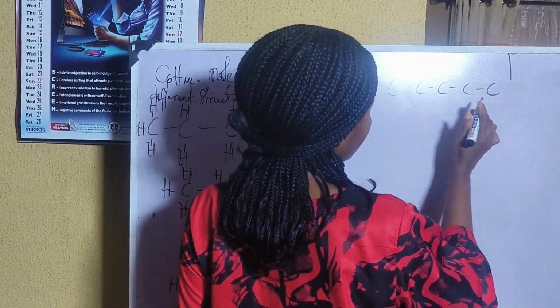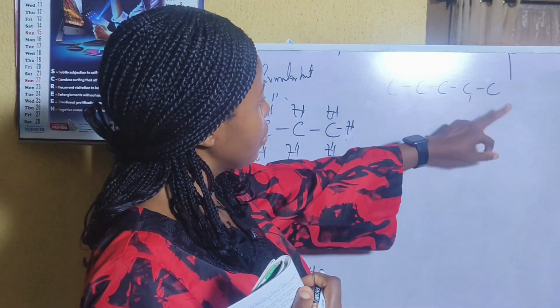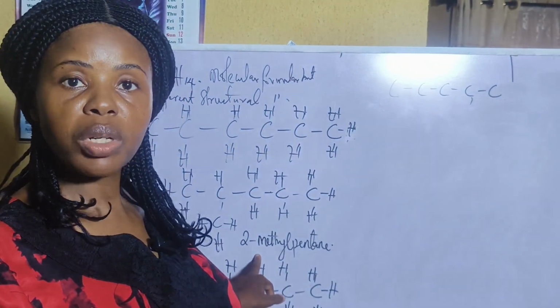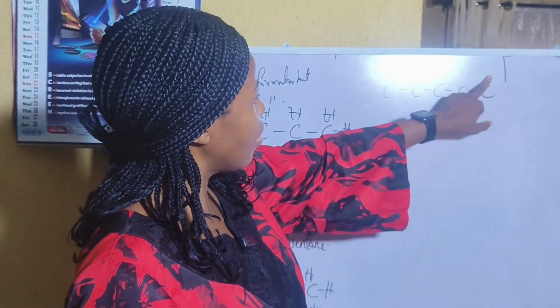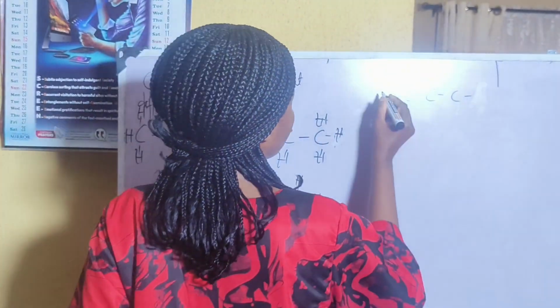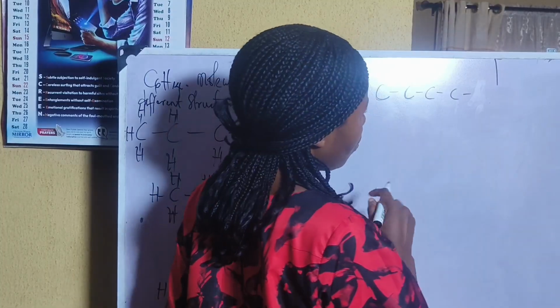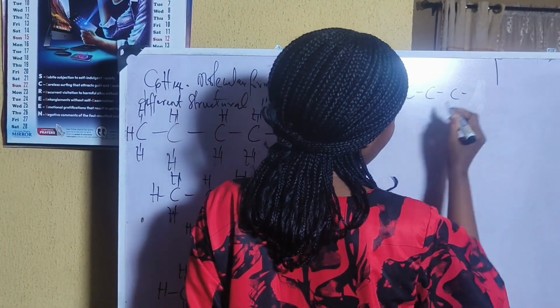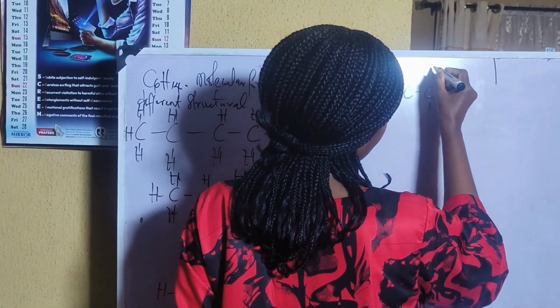I still see if I can have my longest carbon chain as 5. If I move it from here to here, it will be 2-methylpentane, giving me back what I already have. So there's no need still having my longest carbon chain as 5. I will reduce my longest carbon chain to 4. If I have my longest carbon chain as 4, I'll place one branch here and the other branch here.